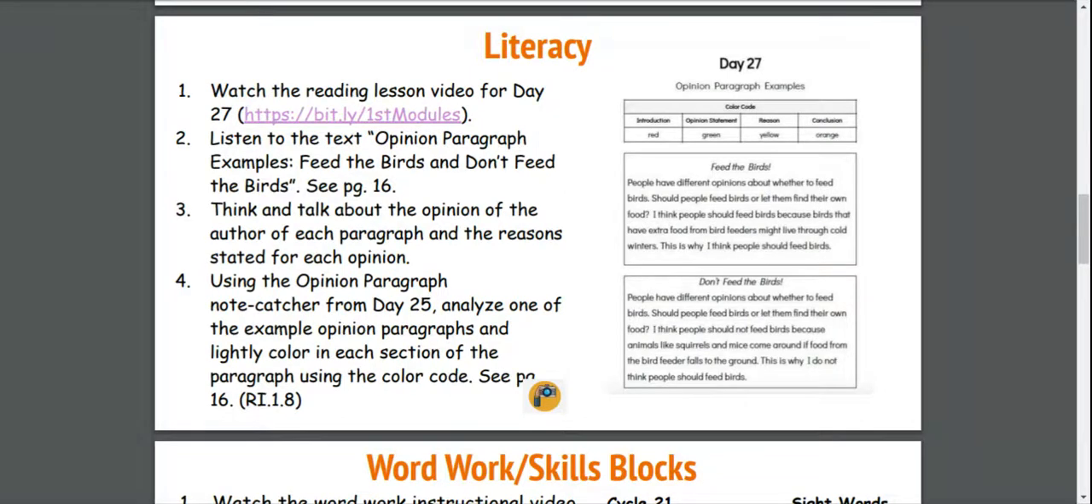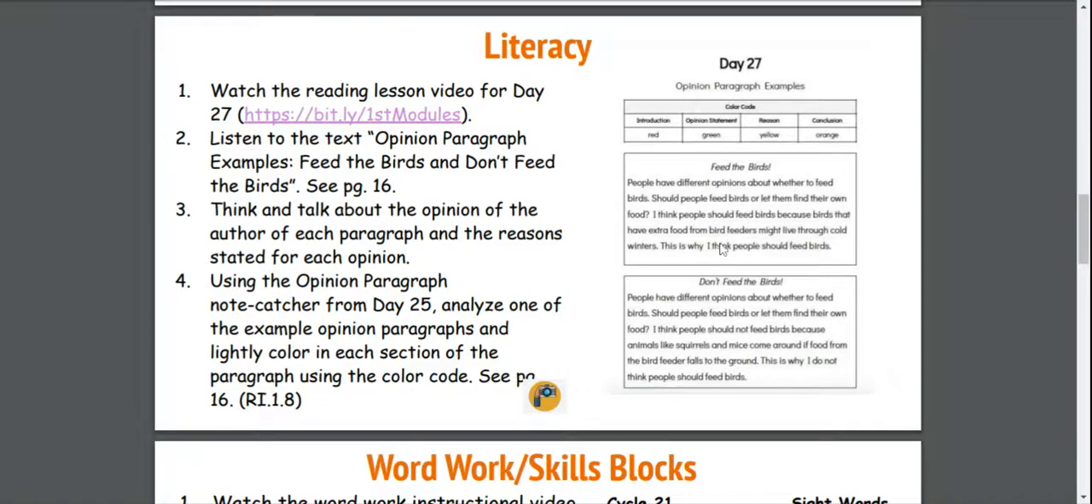Then we're talking about the opinion statement. This is where she's saying what she believes. I think people should feed birds because birds that have extra food from the bird feeders might live through cold winters. There, not only is that the opinion statement, she's also giving the reason.